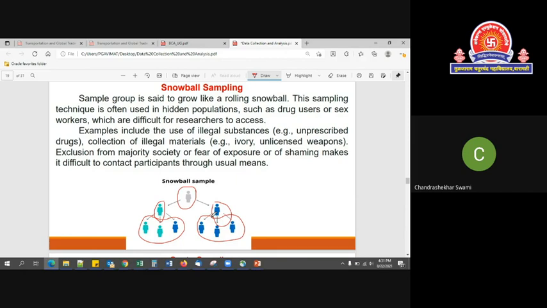ओके, examples include the use of illegal substances, unprescribed drugs, collection of illegal materials, unlicensed weapons, exclusion from majority society, or fear of exposure or shaming makes it difficult to contact participants through usual means.